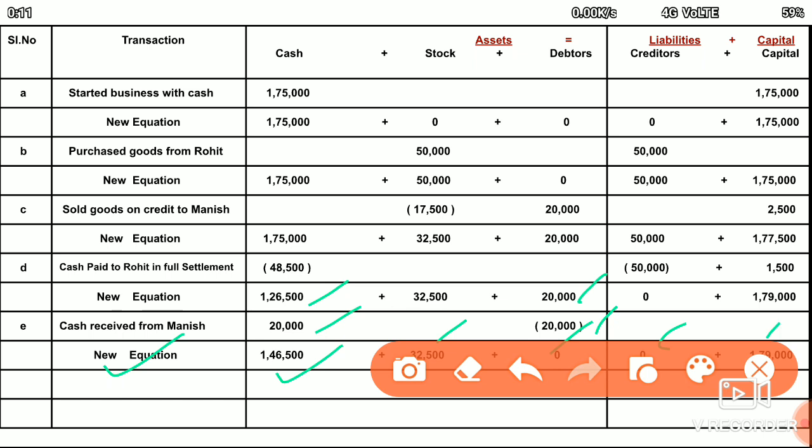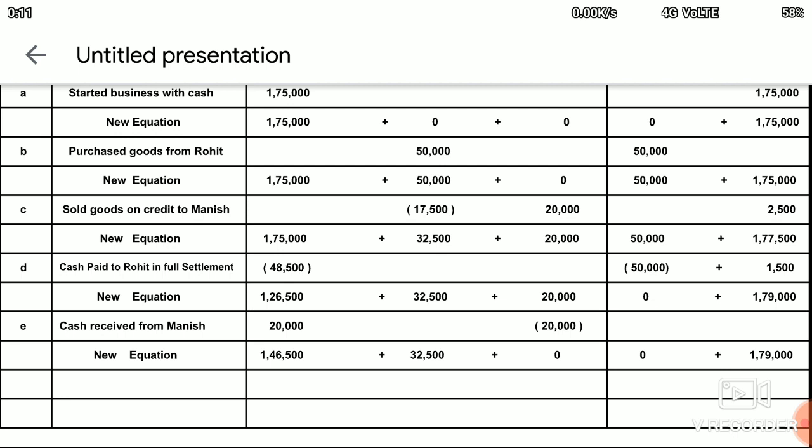If we look at both the sides, it gives a total of 1,79,000. Asset side 1,79,000 by adding all the assets, and the capital plus liability also gives us 1,79,000. So we can go for the next transaction.